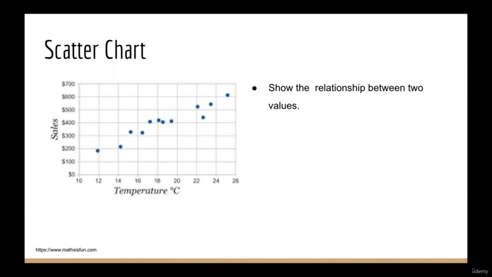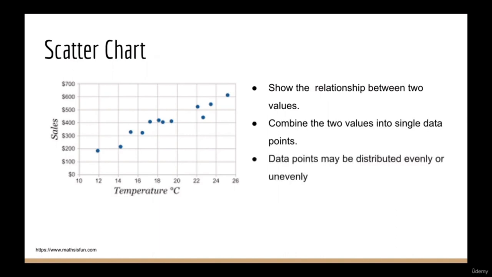The chart displays points at the intersection of an X and Y numerical value, combining these values into single data points. These data points may be distributed evenly or unevenly, as you can see in this example, across the horizontal axis depending on the data.